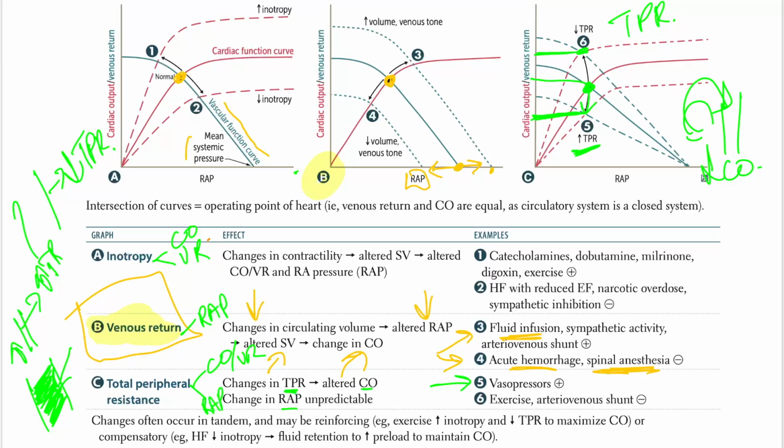Okay, and what is the sixth one? Exercise. Exercise would decrease the TPR and AV shunts. So remember we talked about AV shunt.